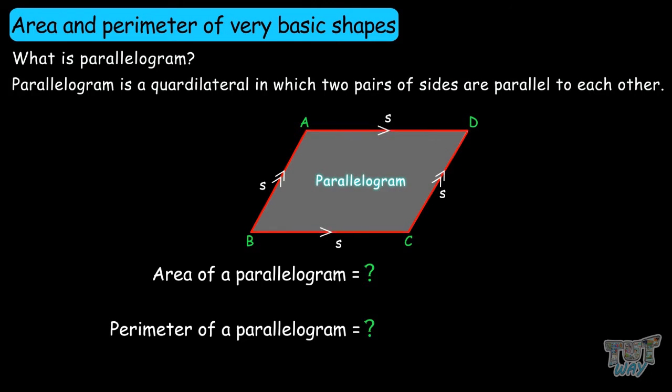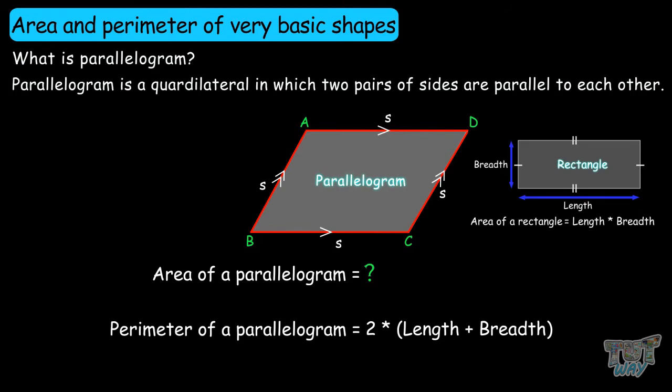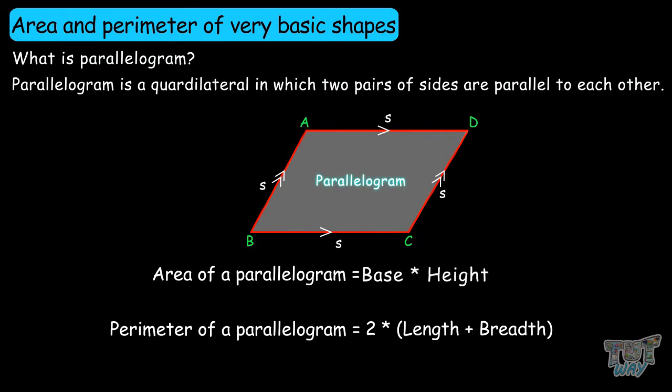Now how will we find the perimeter of the parallelogram? Parallelogram has 2 pairs of equal sides, like we had in the case of a rectangle. So perimeter is calculated with the formula 2 times length plus breadth. Now let's learn how to find the area of a parallelogram. We find the area of a rectangle with the formula base into height. So in the case of a parallelogram, we find the area with the formula base into height.